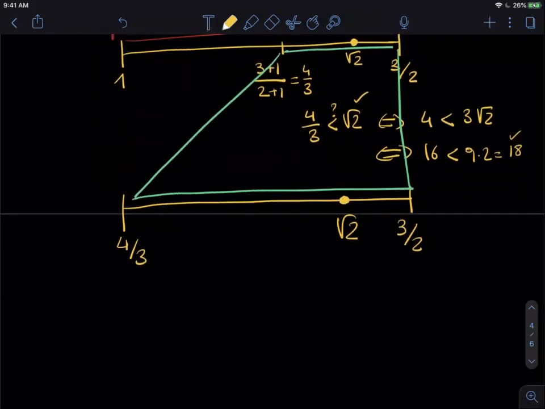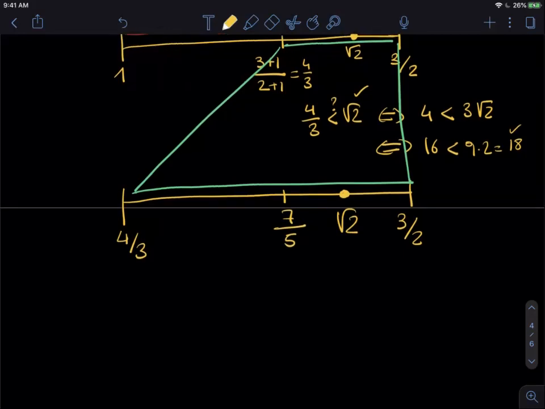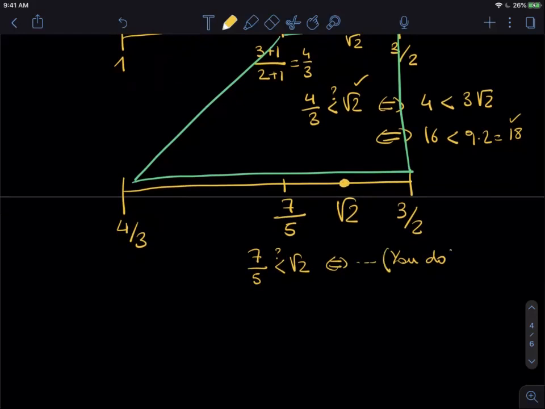We add together 4 and 3, we get 7. And 3 plus 2, we get 5, 7/5. Okay. So this is 1.4. So it's smaller. Okay. But we could do the same as before. We could do 7/5. Is it less than the square root of 2? You do the details.